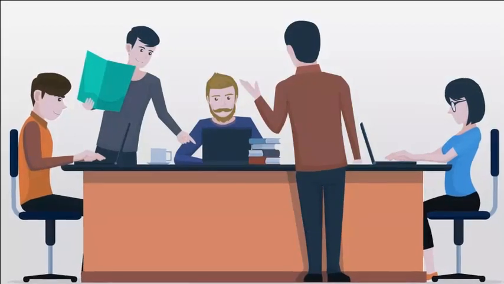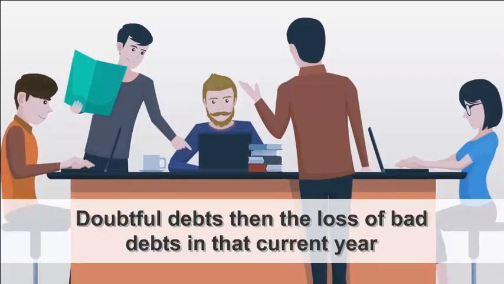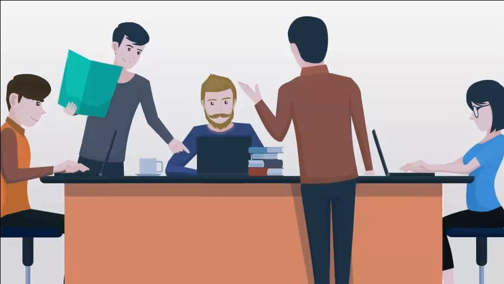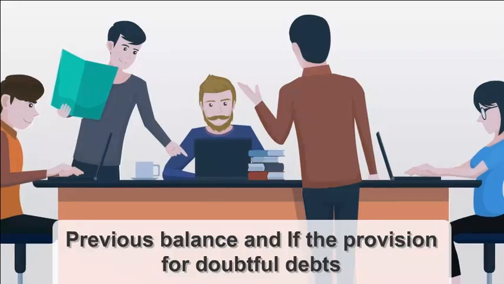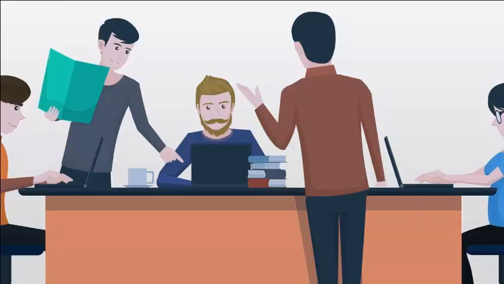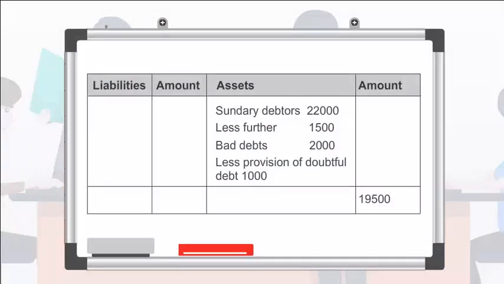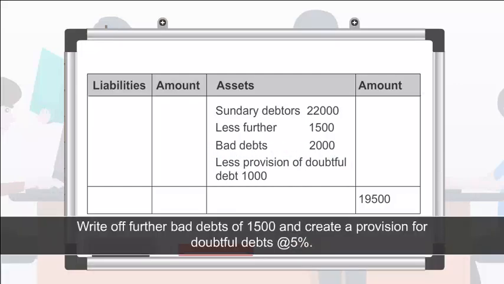That carried forward balance is known as opening provision or old provision. If the company has already created provision for doubtful debts, then the loss of bad debts in that current year will be first adjusted from the previous balance, and if the provision for doubtful debts is created in the current year, then that is known as new provision. Let us take an example where sundry debtors are 22,000, bad debts 2,000 and provision for bad debts is 3,500. Write off further bad debts of 1,500 and create a provision for doubtful debts at 5%.